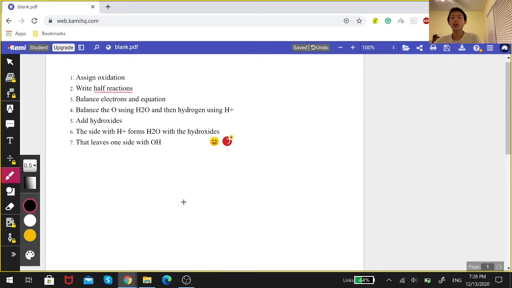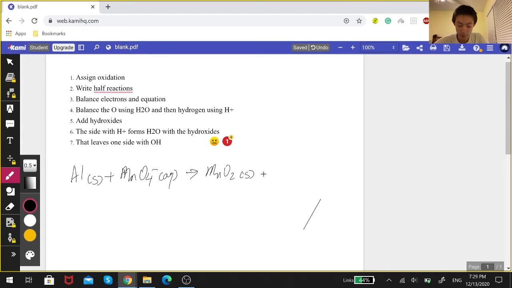Hi, in this video we're going to be talking about another example for writing redox reactions in basic solutions. In this example we have Al solid plus MnO4 minus aqueous yields MnO2 solid plus AlOH4 minus aqueous. Now we need to do step 1, assign oxidation.